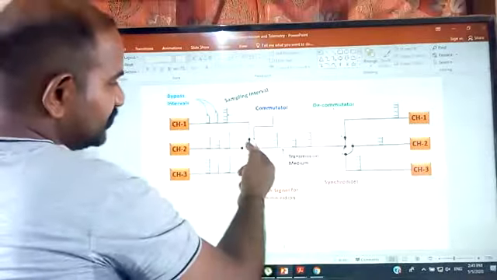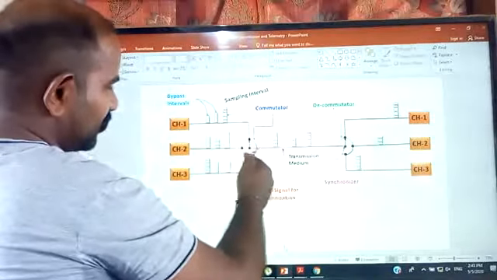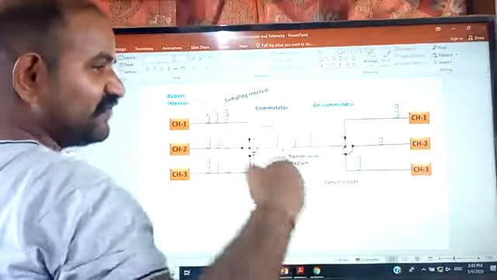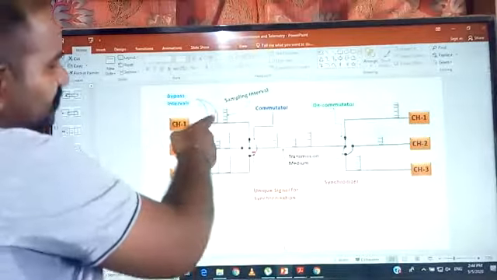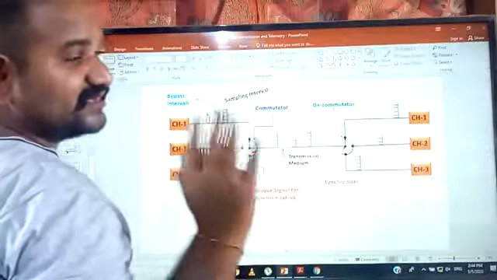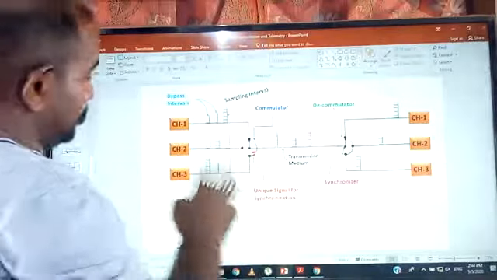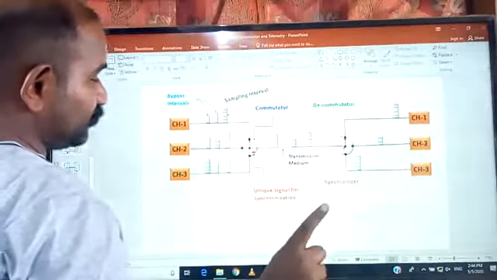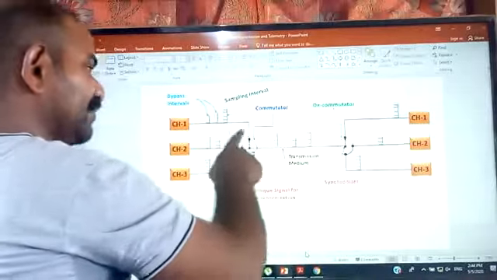Now this arrow mark, the pointer which we are having, gets rotated through the channels 200 times per second for each channel. In this case, we are having 3 channels now. 200 samples per channel per second, with 3 channels, means 3 into 200, totally 600 samples. 600 samples are going to be done per second by this commutator.